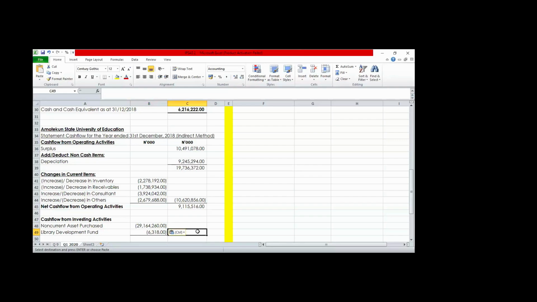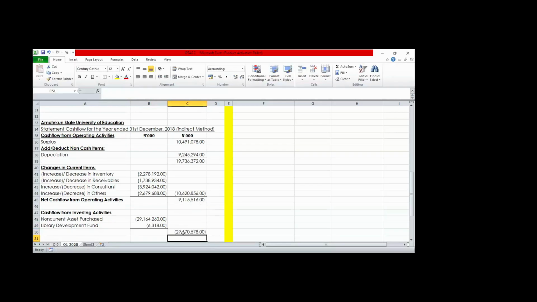Then what is the figure, please? The sum of these will give us 170,578. Yes. Thank you. This one is referred to as net cash flow from investing activity.